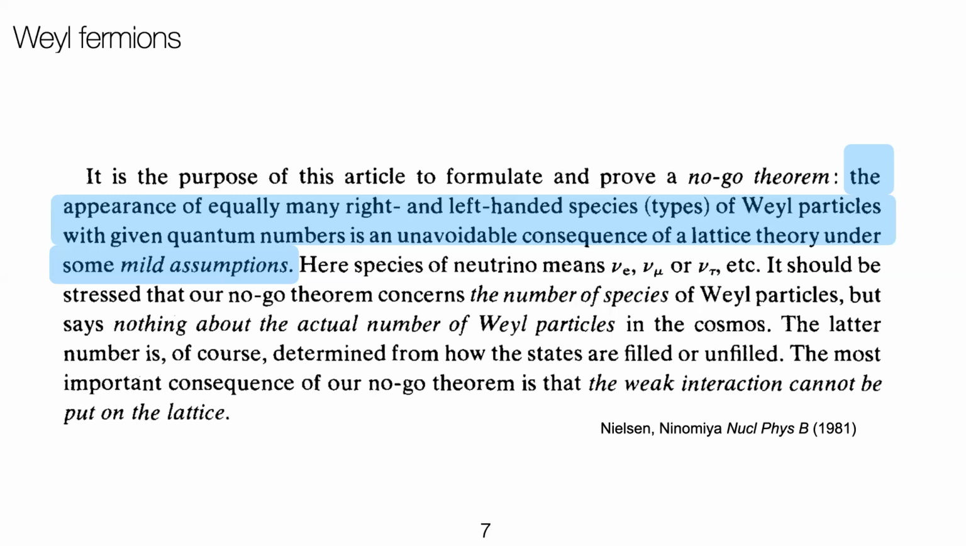Actually, the appearance of equally many right and left-handed species, meaning the plus or the minus on the previous slide, of fermionic particles with given quantum numbers is an unavoidable consequence of a lattice theory under some mild assumptions. And one of the assumptions is that your lattice is invariant under translation. And this is the so-called Nielsen-Ninomiya theorem that appeared first in the context of the weak interaction. When people tried to put the weak interaction onto the lattice, they figured out that if you do so, you should have both left-handed and right-handed neutrinos. And we all know that this is quite a problem.